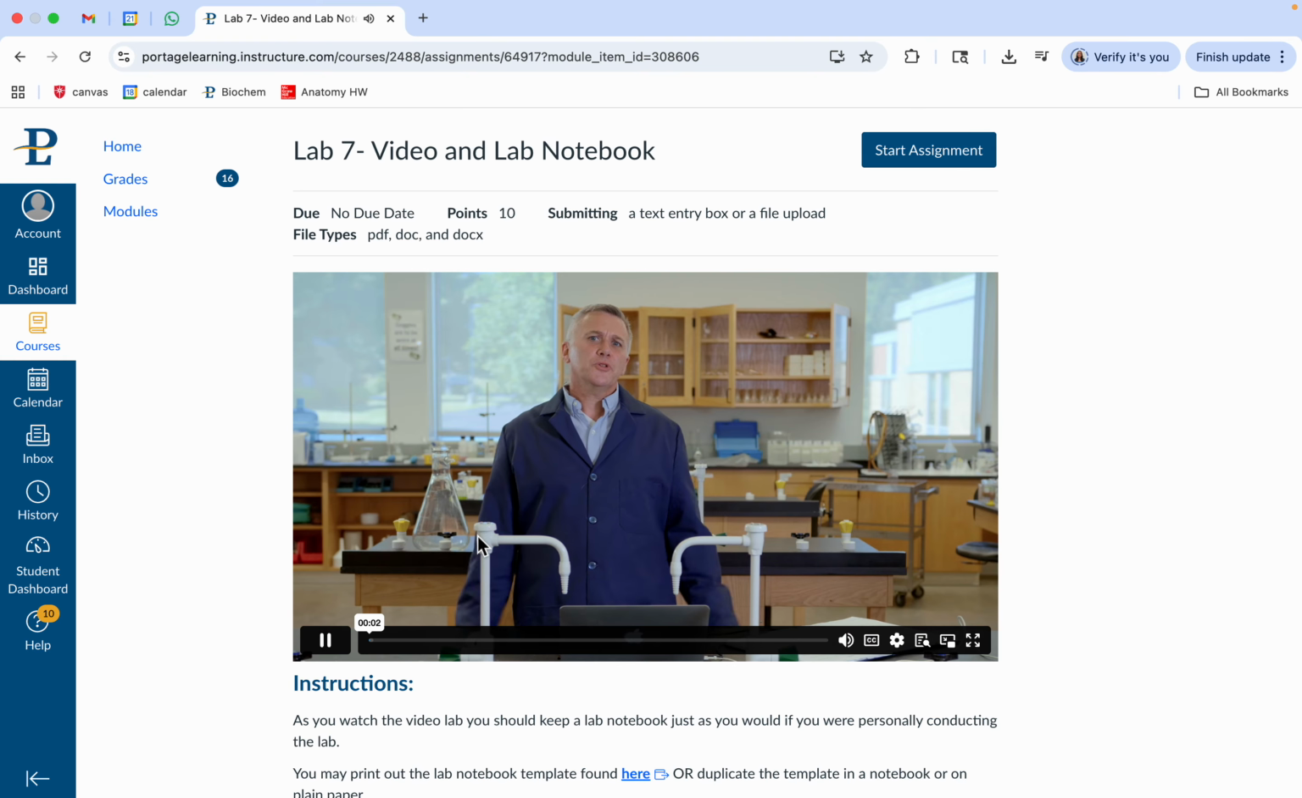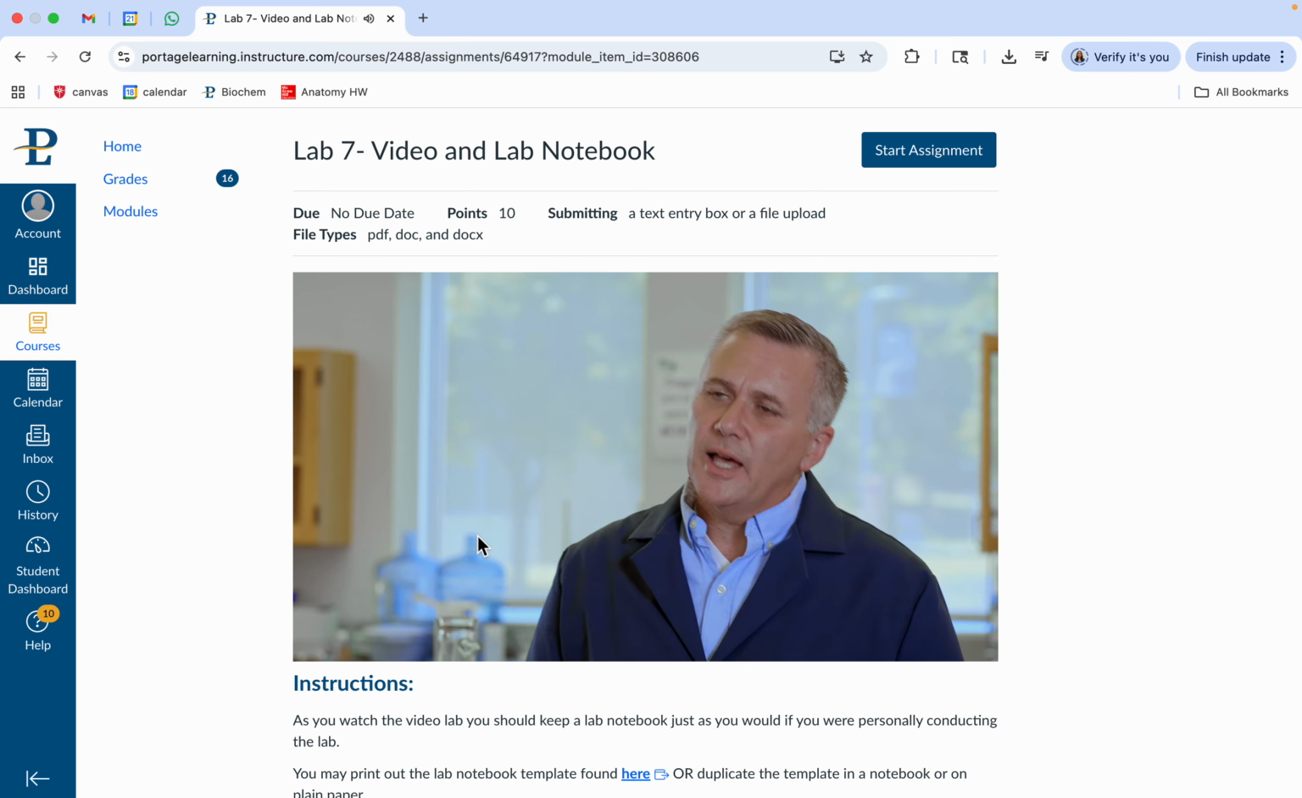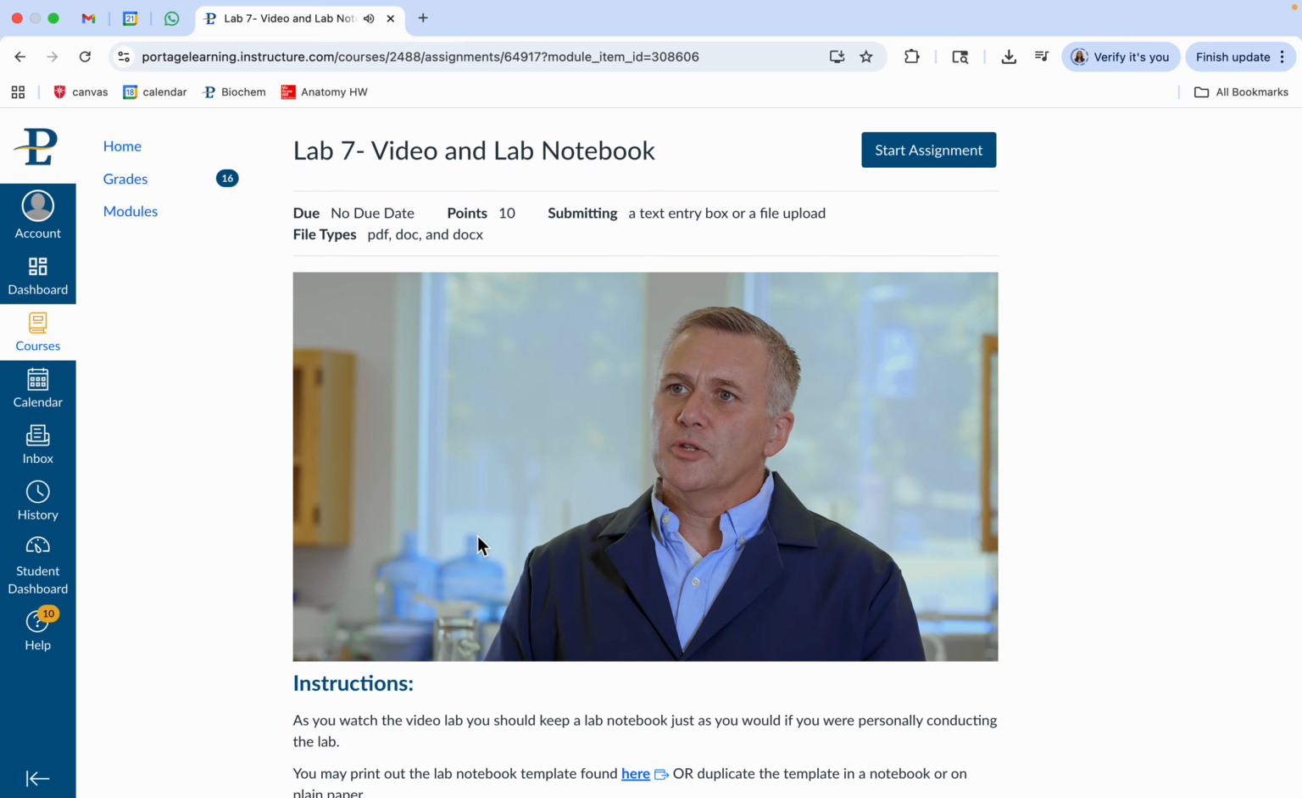In experiment 7, we're going to be working on part 2, the isolation of GOT from pig heart. In this session, we're going to be using column chromatography to fractionate GOT from other proteins, and then we're going to analyze the fractions by SDS page, and also we're going to determine the protein concentration.